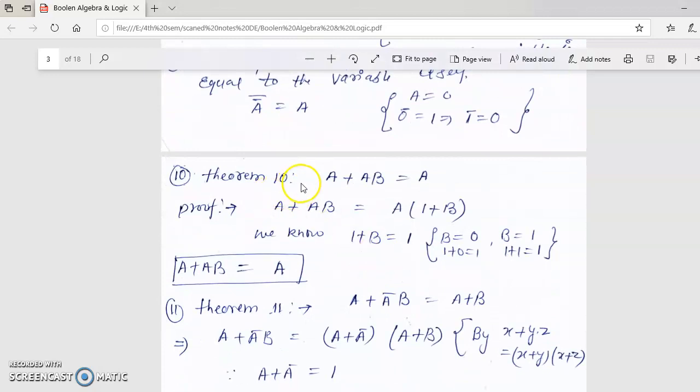Next, theorem number 10. a plus ab equal to a. a plus ab को हम लिख सकते हैं a. कैसे? a plus ab में से हम a कॉमन निकालें, बचेगा 1 plus b. देखिए 1 plus b, यदि b की वैल्यू 0 रखेंगे तो 1 plus 0 is 1. यदि 1 plus 1, b की वैल्यू 1 रखेंगे तो 1 plus 1 is always 1.